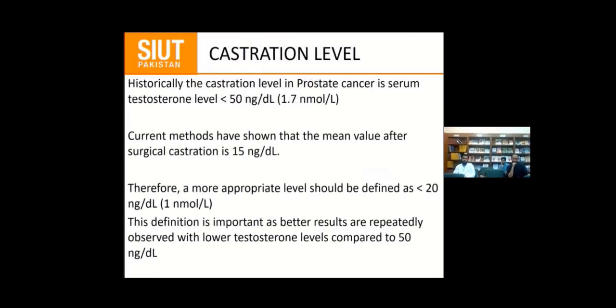The castration level. Historically, the castration level in prostate cancer is a serum testosterone level less than 50 nanograms per deciliter, or 1.7 nanomole per liter. Currently, according to EAU guidelines of 2021, the mean value shown after surgical castration is 15 nanogram per deciliter. Therefore, a more appropriate level should be defined as less than 20 nanogram per deciliter, that is 1 nanomole per liter. This definition is more important as better results are repeatedly observed with lower testosterone levels compared to 50 nanogram per deciliter.